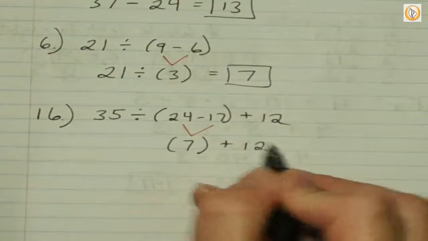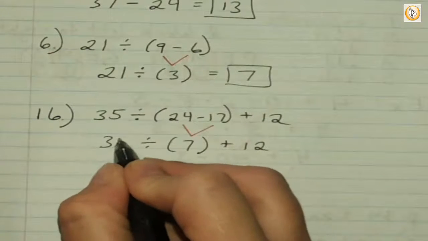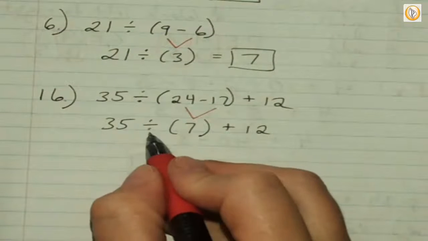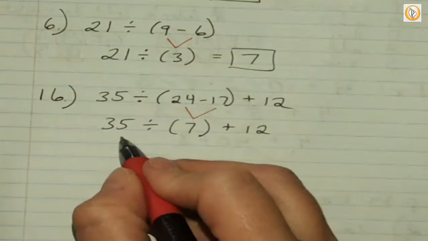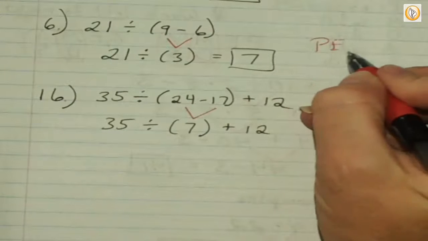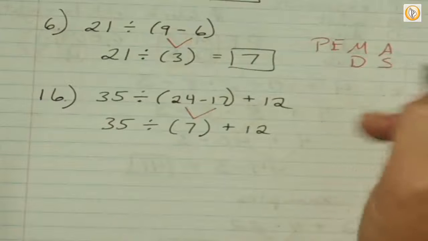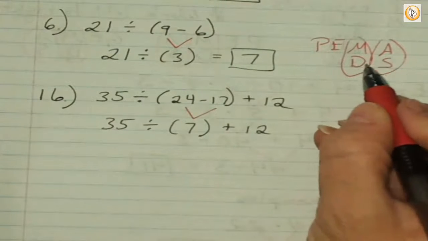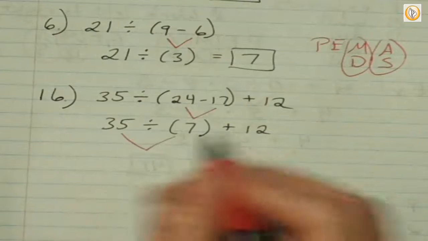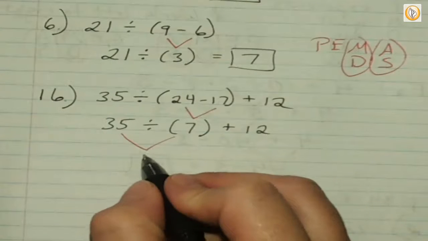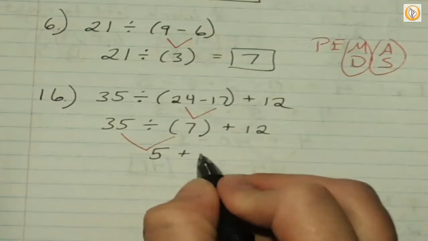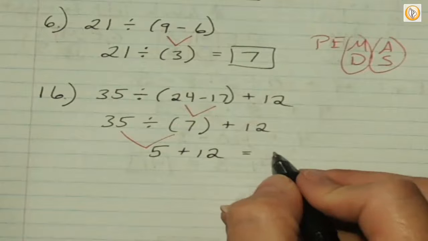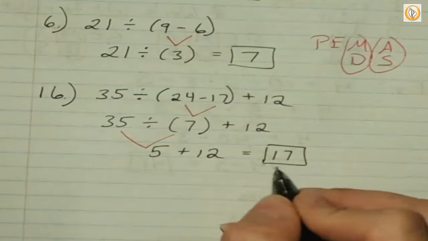And I'm rewriting my problem. Now what do I do, Madeline? You do the division. That's right, because we have division or adding. Division comes first, and PEMDAS. Division comes before adding. Y'all see that? So then 35 divided by 7 is? 5. And I'm rewriting the rest of my problem. 5 plus 12 is what, Madeline? 5 plus 12 is 17. Excellent.